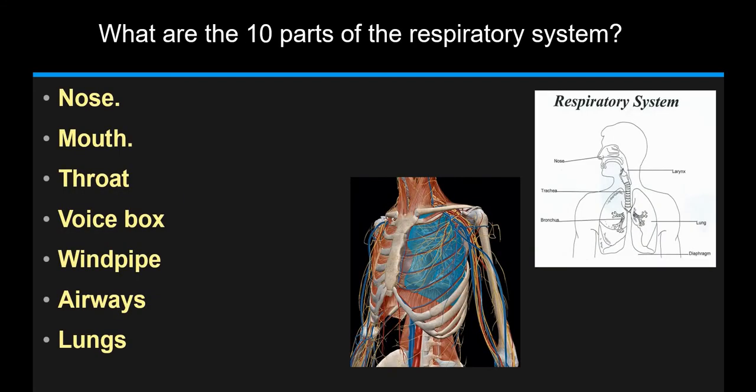What are the parts of the respiratory system? Nose, mouth, throat, voice box, windpipe, airways, and lungs.